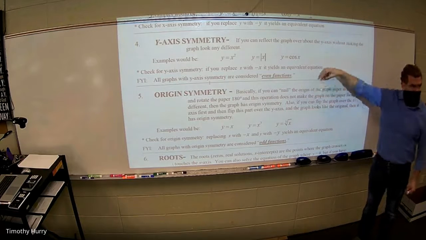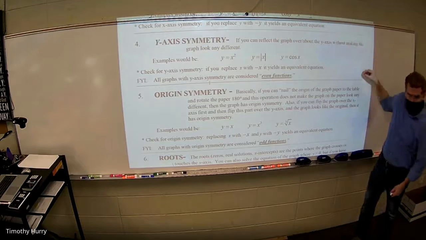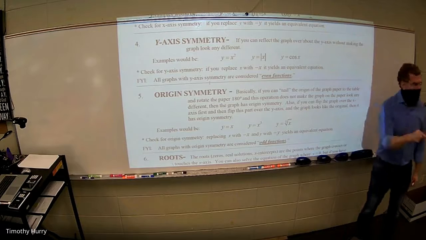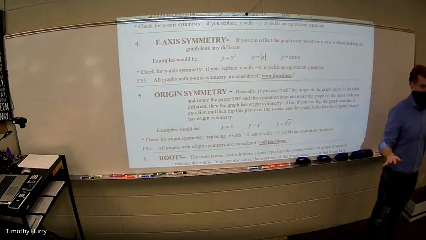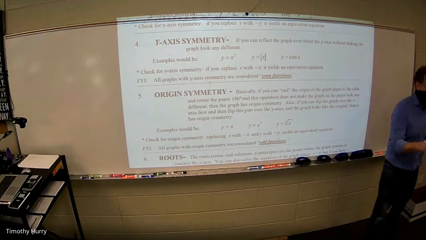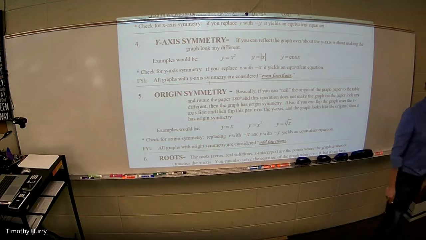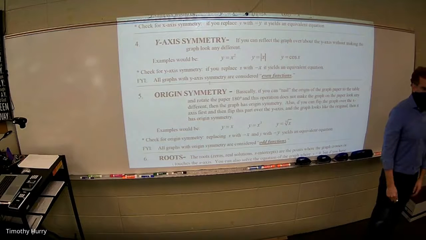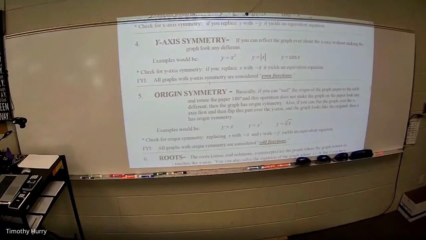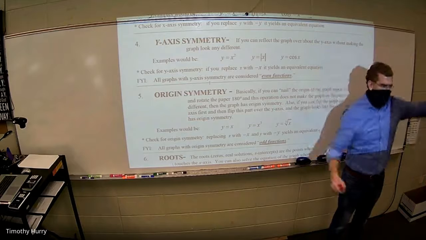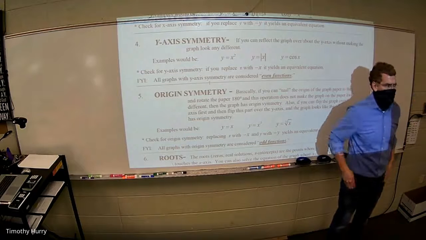If I can take my poster and rotate it 180 degrees, so take the top part and move it down to the bottom part, and it looks exactly the same, it has origin symmetry. And if it has origin symmetry, it's considered an odd function. We'll talk more about odd functions along with even functions later. Graphs that we have on our basic function sheet on the quiz, which graphs, if I nail at the origin and spin 180, look exactly the same? List them.